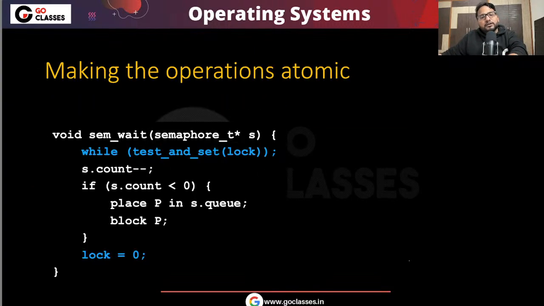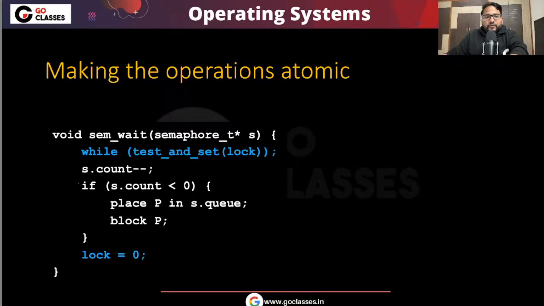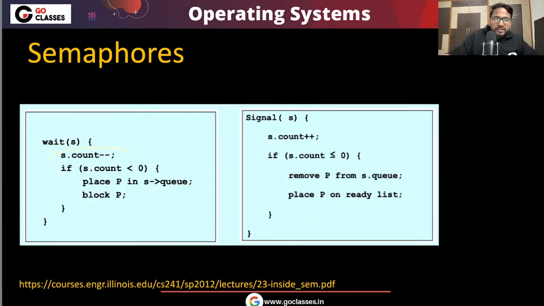So which means that we wanted to solve the problem of race condition, and then we said that okay, we can use the semaphores, but the semaphore itself seems to be having the race condition, isn't it? So how to solve this problem?